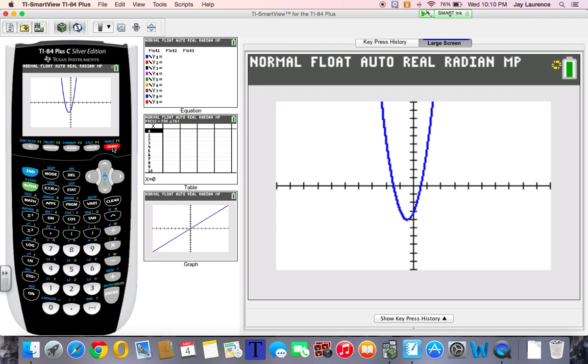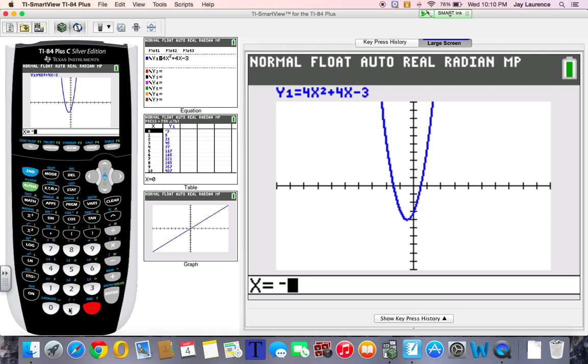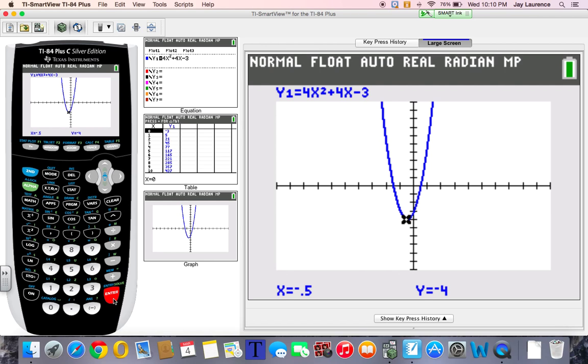there it comes. Okay, now remember, I thought the vertex was at -1/2, right? So -0.5. Come on. It's like it's stuck. There we go. And there we are, -4. There's the vertex, the lowest point.